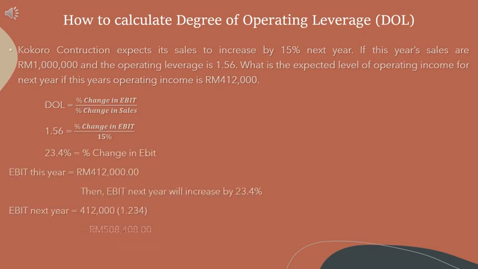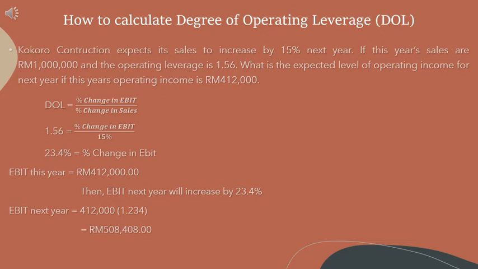Next, I will explain how to calculate degree of operating leverage. Based on the question, Kokoro Construction expects its sales to increase by 15% next year. If this year's sales are 1 million ringgit and the operating leverage is 1.56, what is the expected level of operating income for next year if this year's operating income is 412,000 ringgit? For this question, we use DOL equals change in EBIT divided by change in sales. So the operating leverage 1.56 equals change in EBIT divided by 15%.